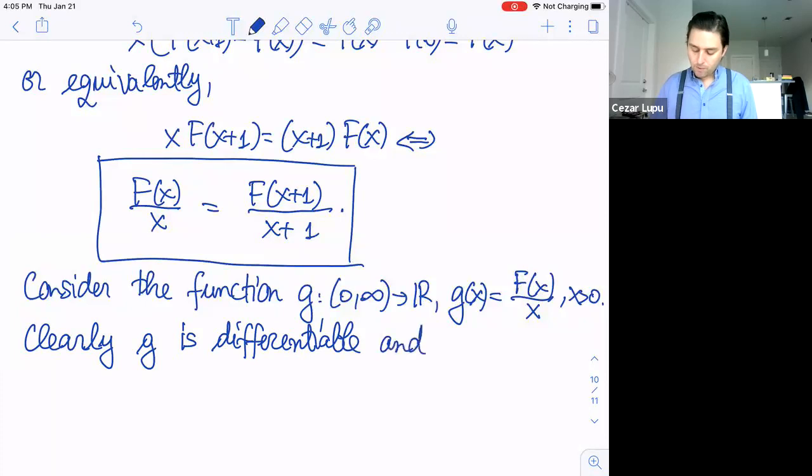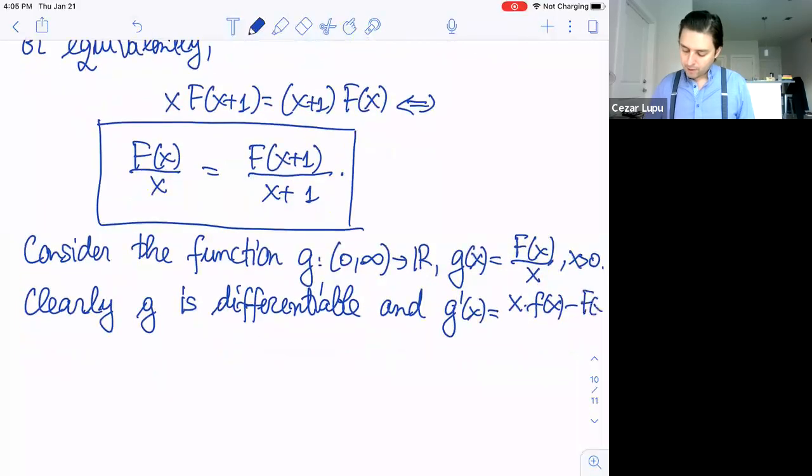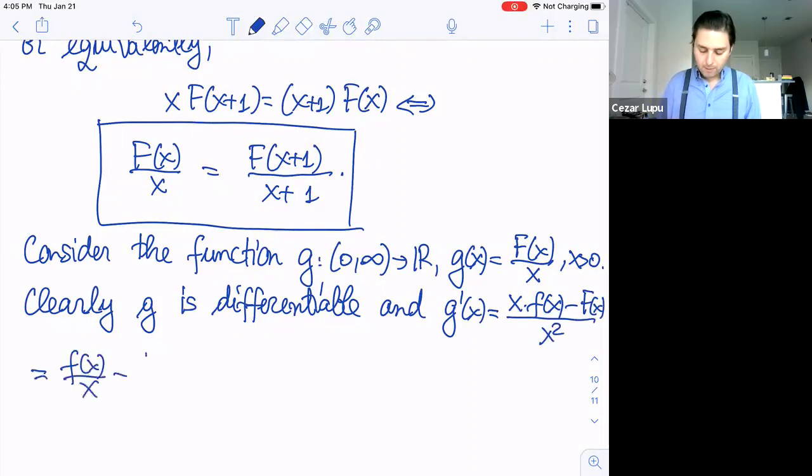And moreover, g prime of x, if we compute the derivative by using the quotient rule, this would give us x f of x minus capital F of x, everything over x squared. Or if you want, this would be written as f of x over x minus capital F of x over x squared. Now, clearly, if you look, I'll leave this to you as an exercise.